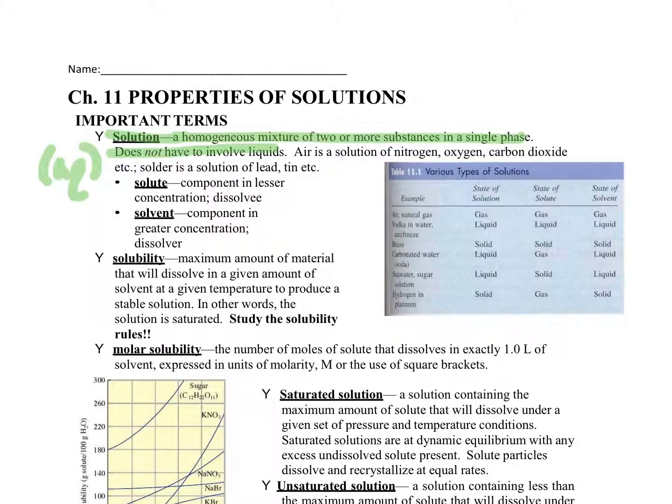We can have solutions made between a gas and a solid, neither one of which would ever be in the liquid phase. The two combine to make a solution that is a solid. Such as if you put hydrogen gas on platinum, so our solution is a solid that's formed. And it was formed by our gaseous hydrogen and our solid platinum.